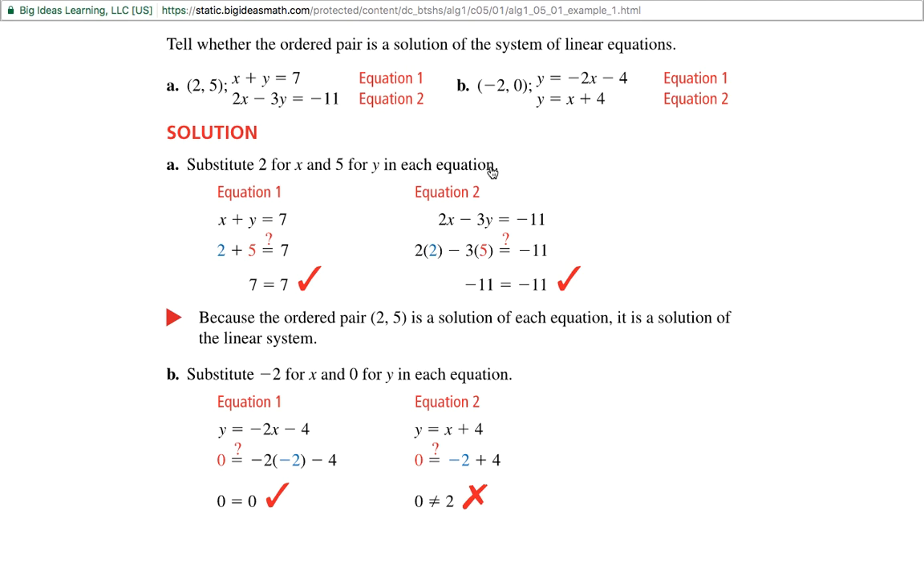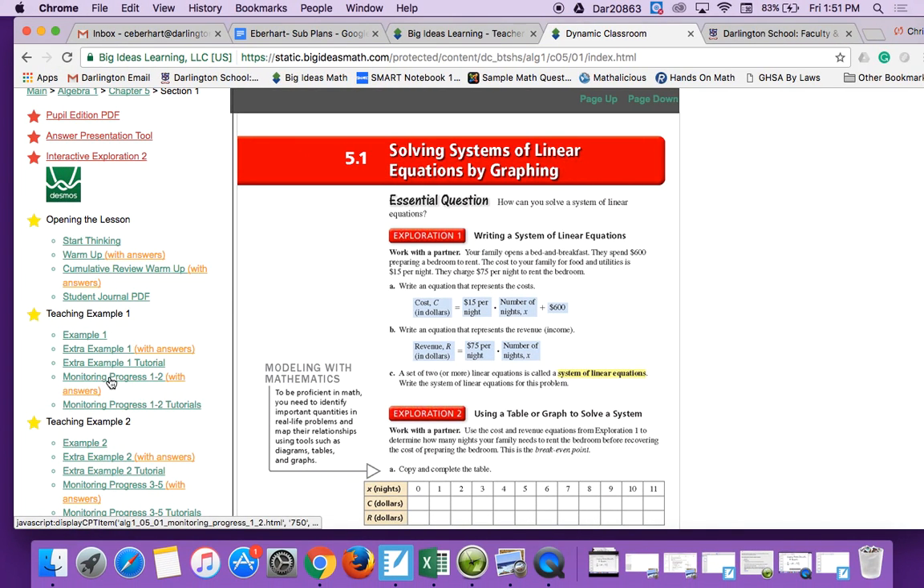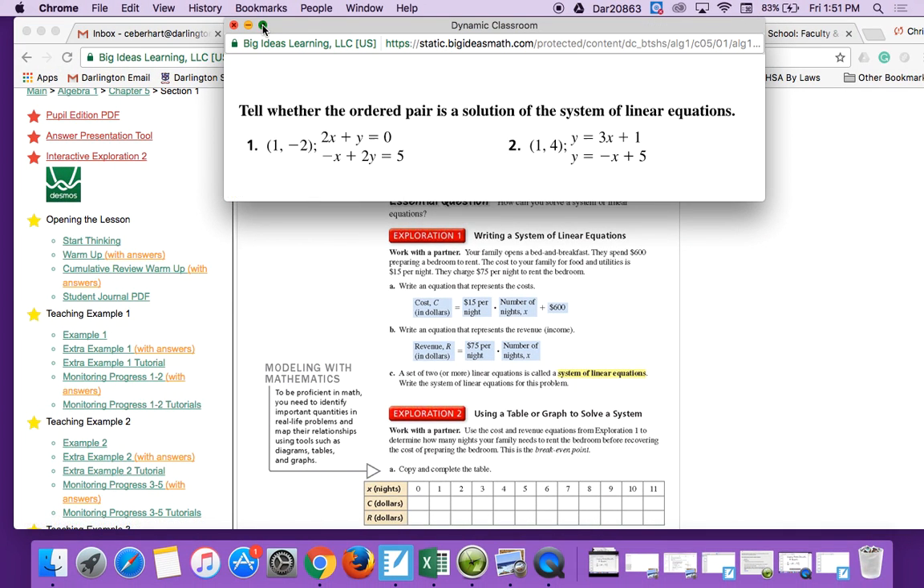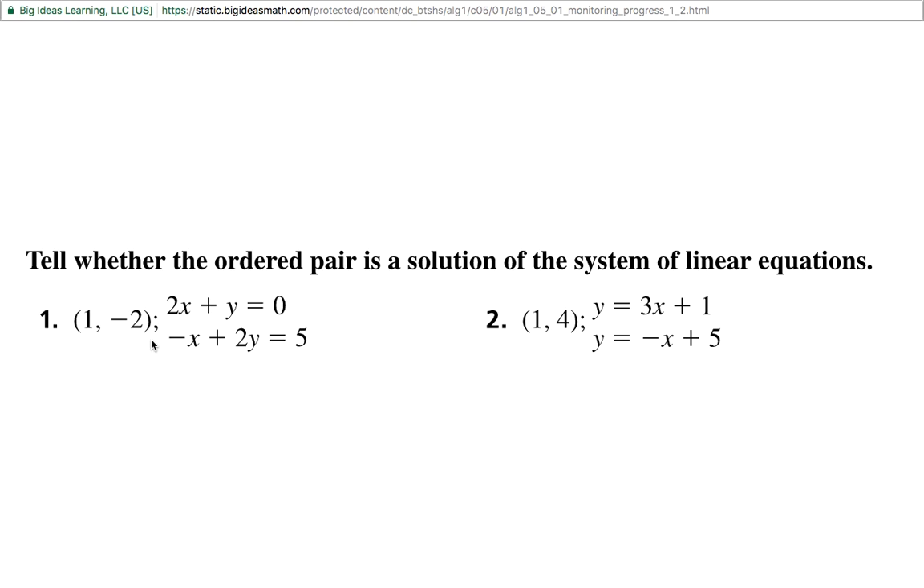Okay? So to summarize what this whole section is talking about, if you were ever given a point in a system, you can always check it in the original equations and see if it works. If it works out, it's correct. If it doesn't work out, something's wrong. All right. With that said, I want you to give these a try. Okay. Go ahead and freeze it.